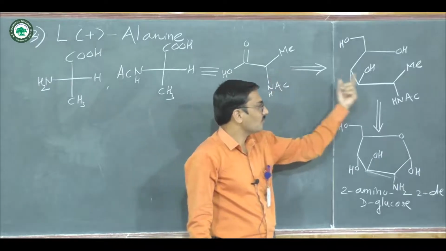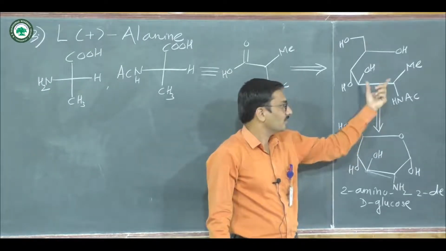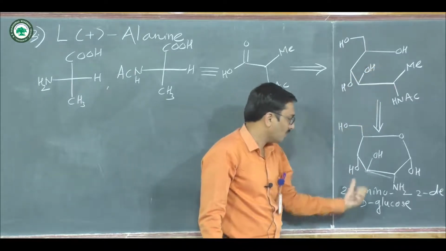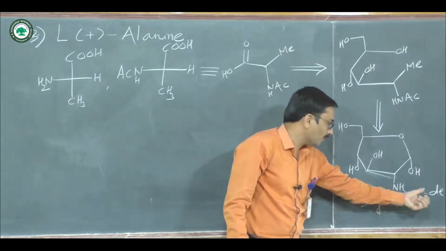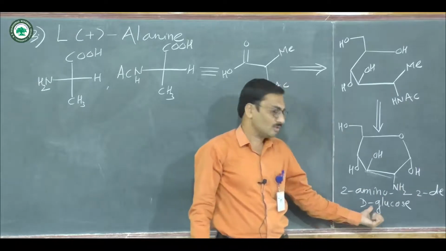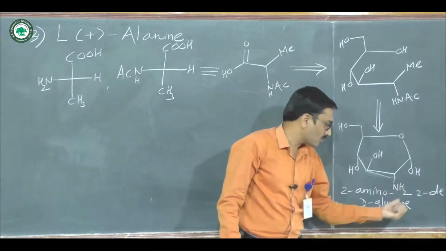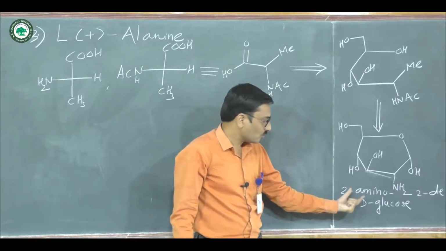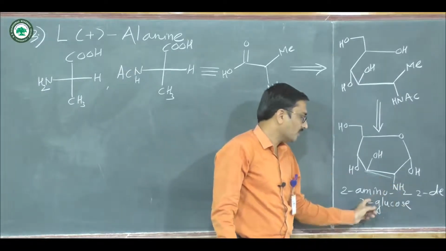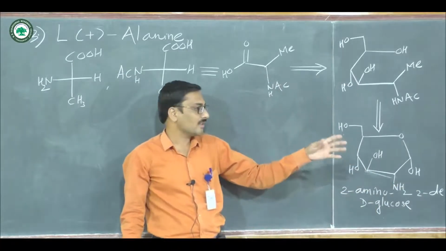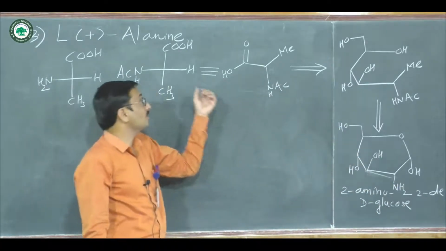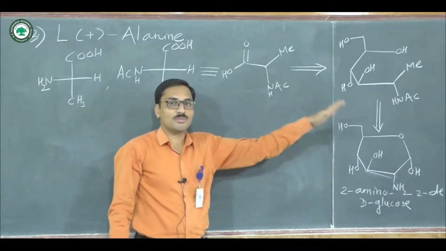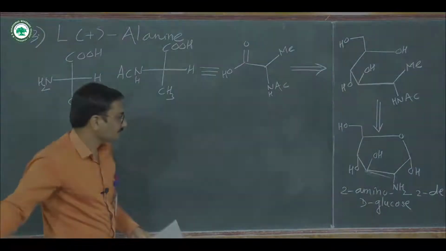can be obtained from this particular compound, or we can say intermediate, and this intermediate can be obtained from the 2-amino-2-deoxy D-glucose molecule. In short, we can say this 2-amino-2-deoxy D-glucose acts as a starting precursor for the synthesis of this alanine molecule. So this is the retrosynthetic analysis of the alanine molecule.